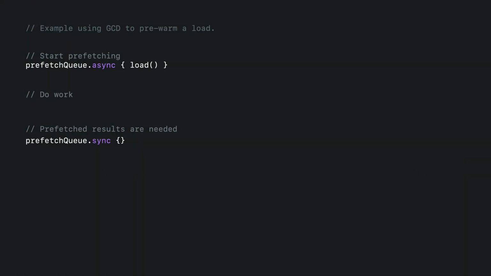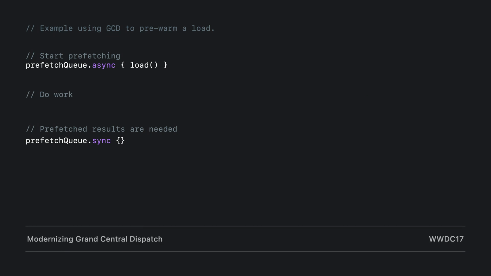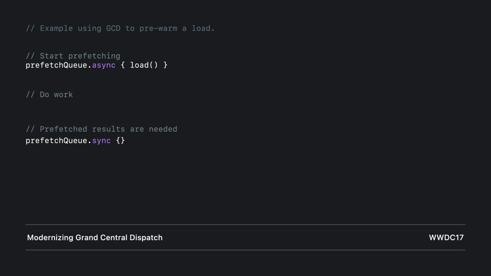Grand Central Dispatch also enables you to pre-warm computation. By dispatch asyncing a task onto a queue, perhaps a prefetch queue, the task will start executing while the main thread stays free to do other work. When these results are needed by the main thread, it can dispatch sync onto the prefetch queue to wait for the task to complete. We've just touched the surface of what GCD can do. To learn more, check out the Modernizing Grand Central Dispatch talk from 2017.